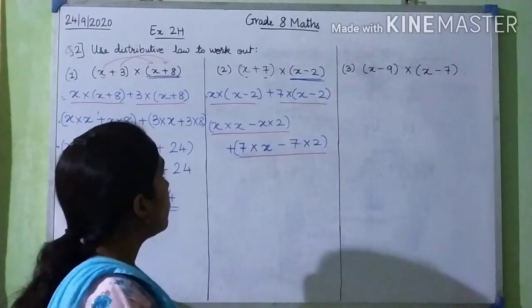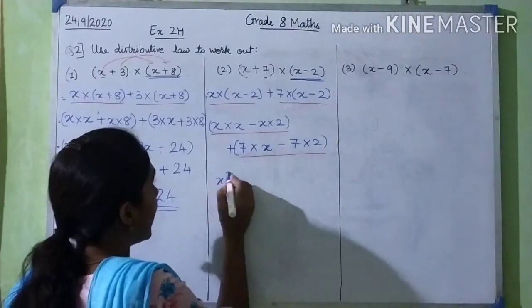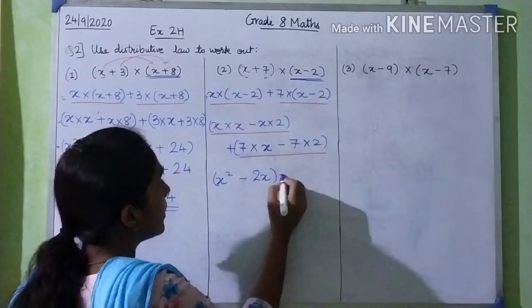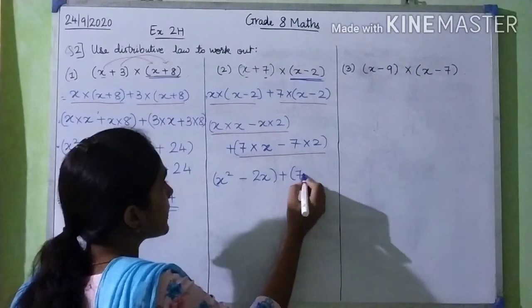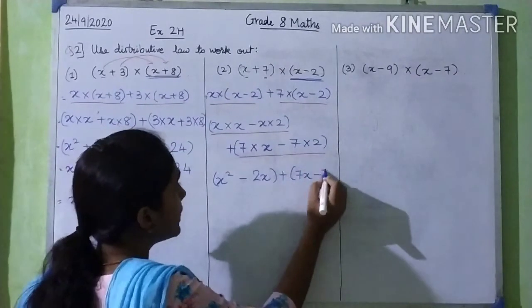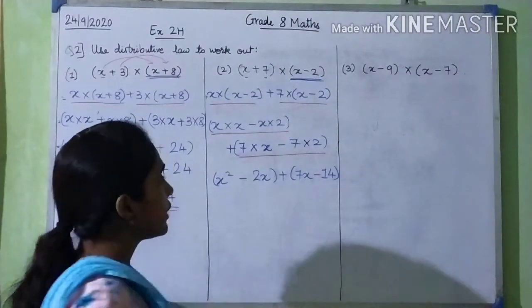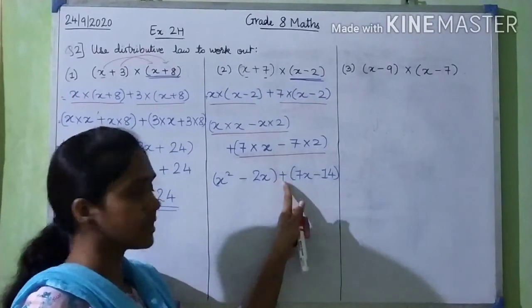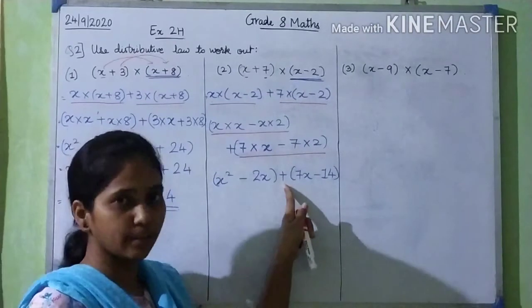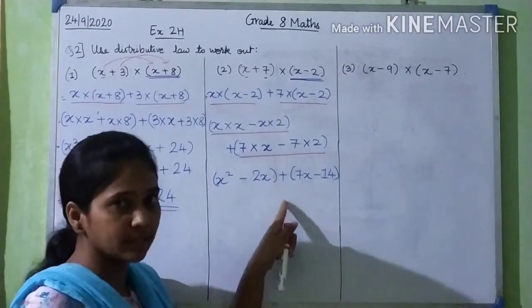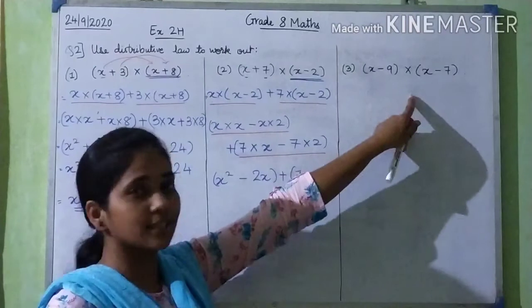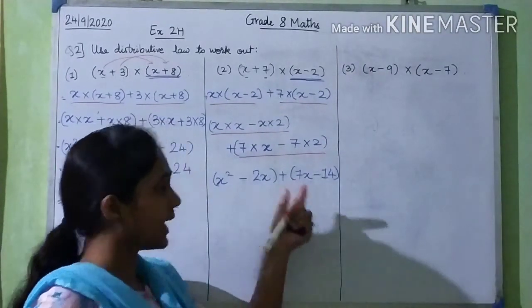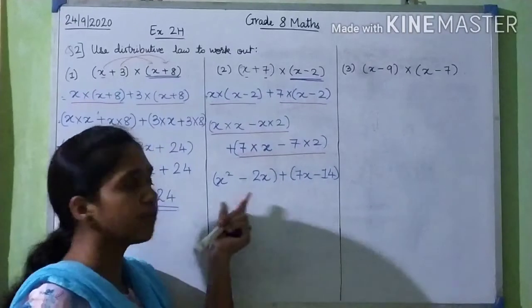Okay. Now x into x is x square minus x into 2 is 2x, the first part, plus 7 into x is 7x minus 7 into 2 is 14. Okay. So here again I have put brackets because this doesn't make a difference if there is a plus sign, but it makes a difference when there is a minus sign. We will see that in the next sum where both the expressions are having a minus sign. So that time you will come to know why I have put brackets here.